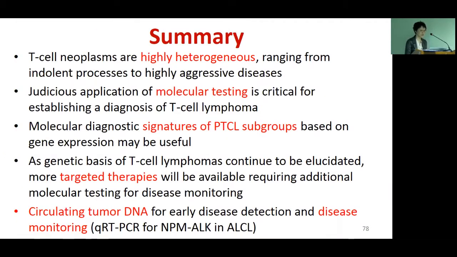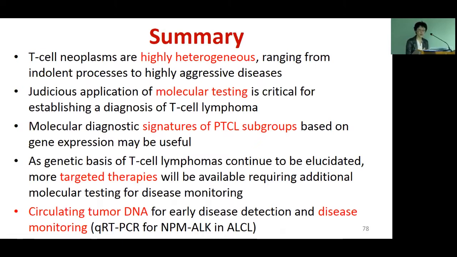So just to summarize my talk, T-cell malignancies are highly heterogeneous, ranging from very indolent processes to highly aggressive diseases. Judicious application of molecular testing is important for establishing a diagnosis. We never make a diagnosis based just on flow or based on molecular. And so even if we have a NanoString platform or NGS panel, our diagnostic approach should not depend on one platform.